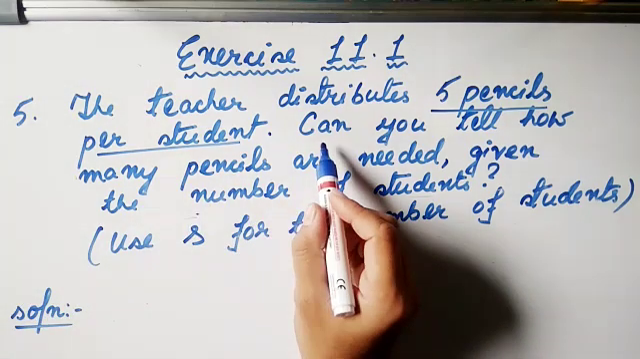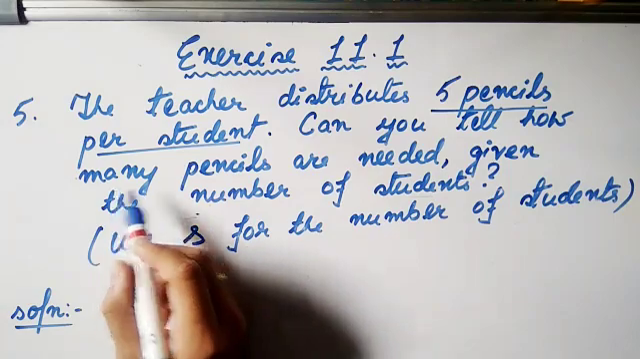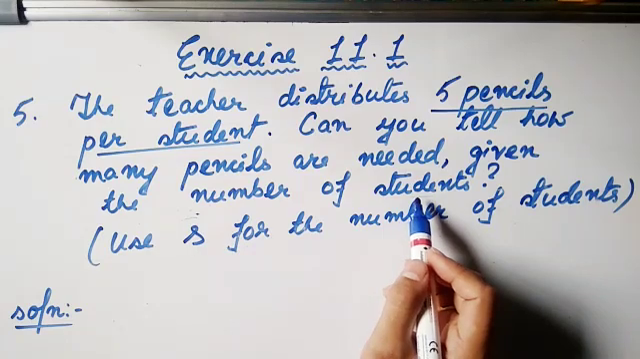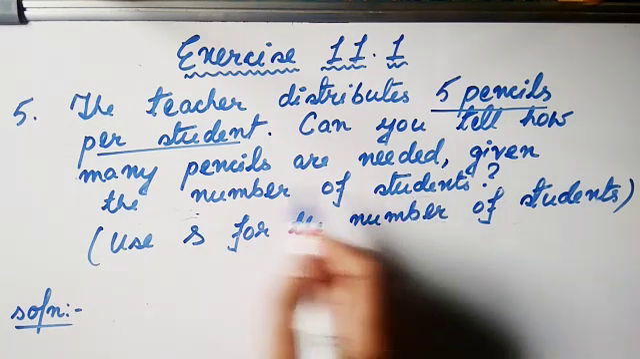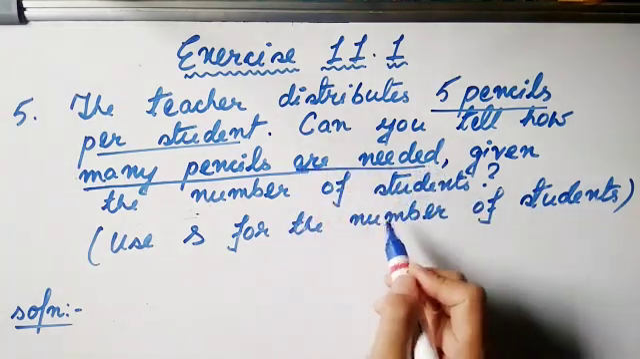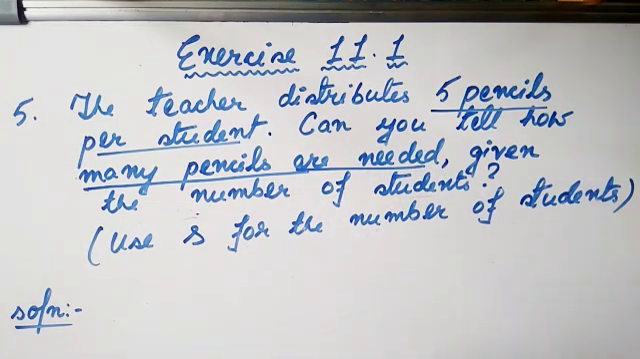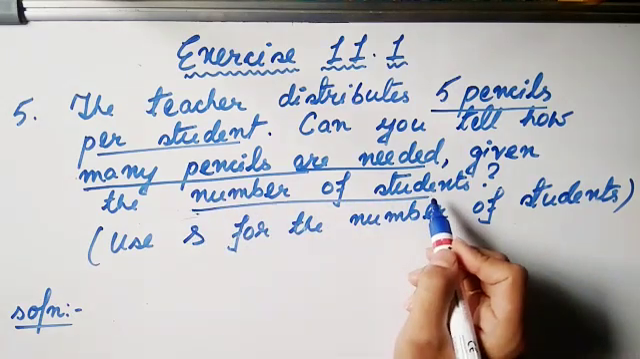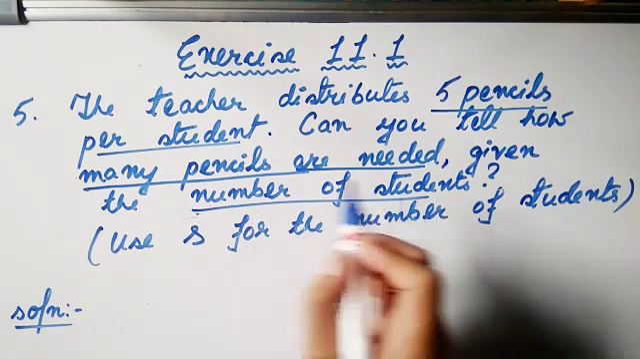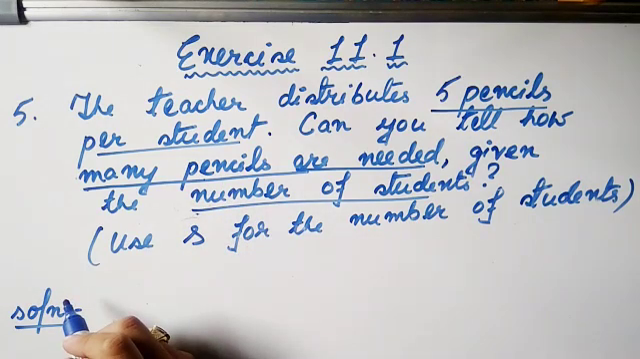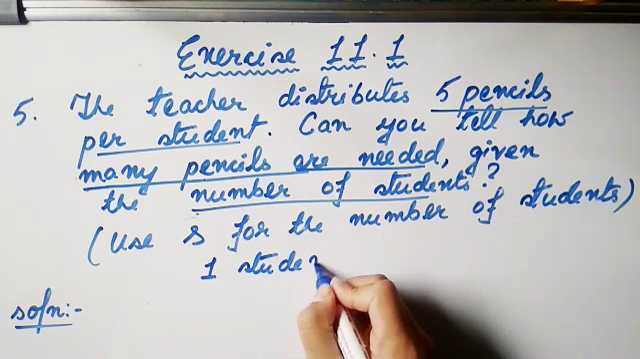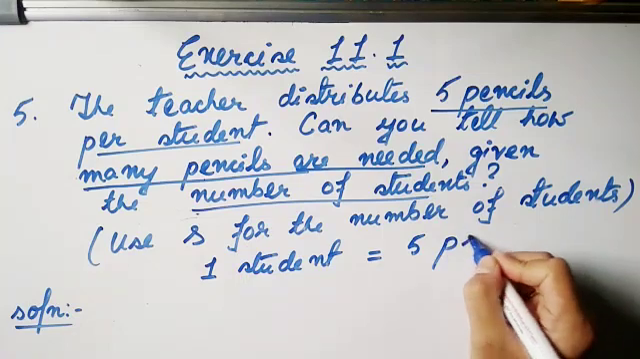Then it further says, can you tell how many pencils are needed given the number of students? So the question is asking us to find the number of pencils needed to be distributed among those students present in the class given the number of students. That means in the question they will be giving us the number of students and our job is to find the required number of pencils. Say for example in the question they have given us that one student gets how many pencils? 5 pencils.